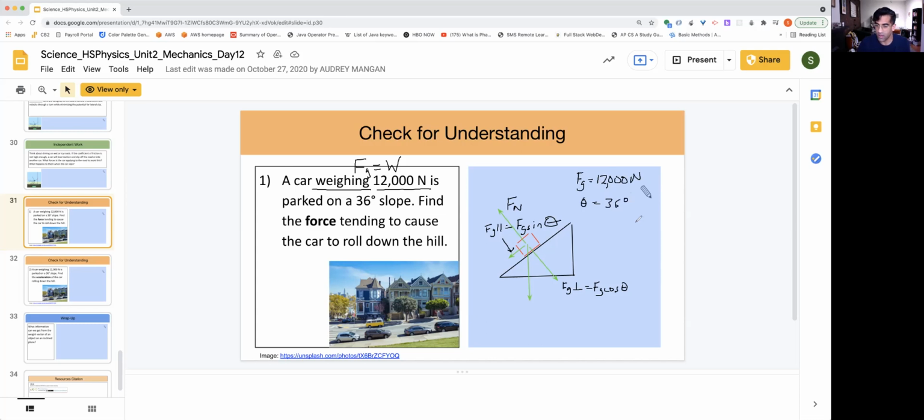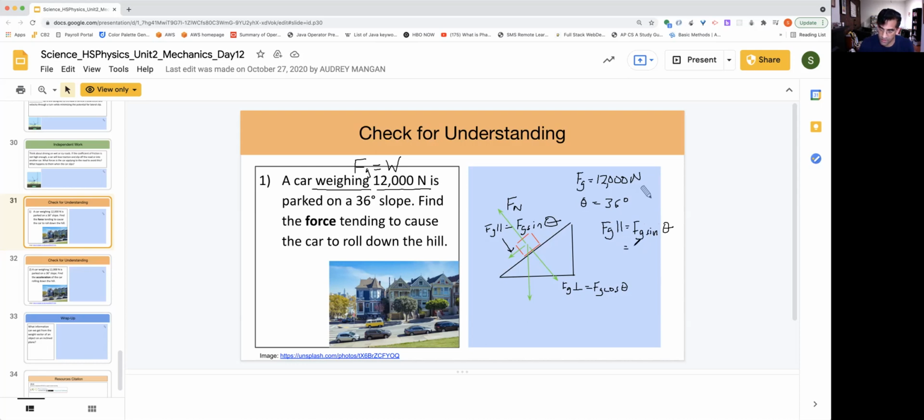And just as I said, to reiterate one more time, Fg perpendicular cancels out F sub n, or the normal force. And so if we're dealing with components that might cause the car to roll down the hill, that would be the parallel force of gravity, or the parallel component of the force of gravity. So all that remains is for us to set up that equation and plug in the numbers. So we know that the parallel force of gravity is equal to Fg sine theta.